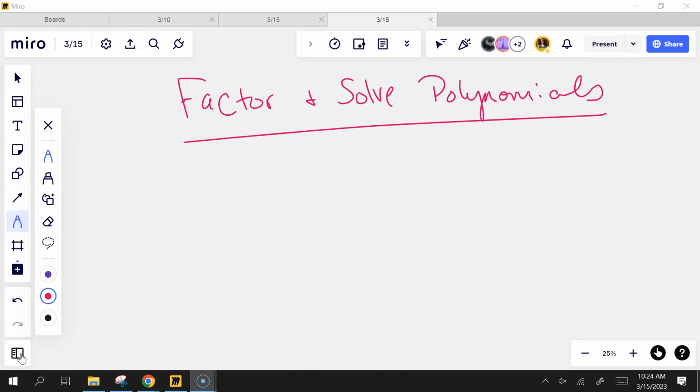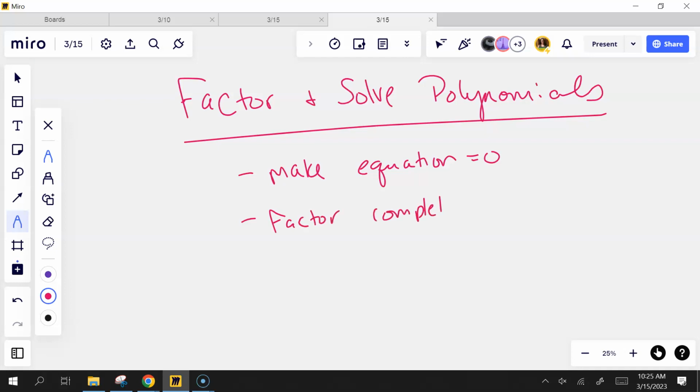All right, so the steps for these are going to be exactly the same as solving a quadratic equation. We're going to make the equation equal 0. We're going to factor everything completely. And then we're going to set each piece equal to 0. We're going to use that zero product property that we talked about to solve, because we need to know what x equals.